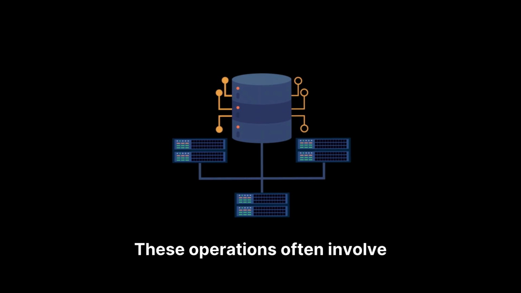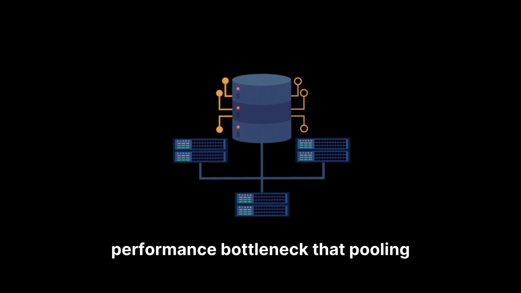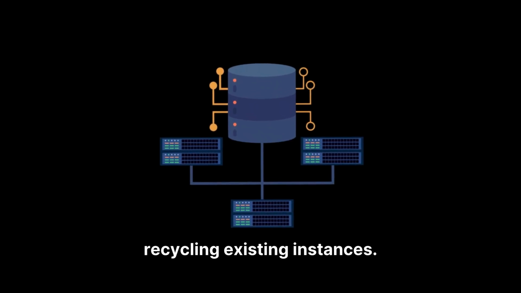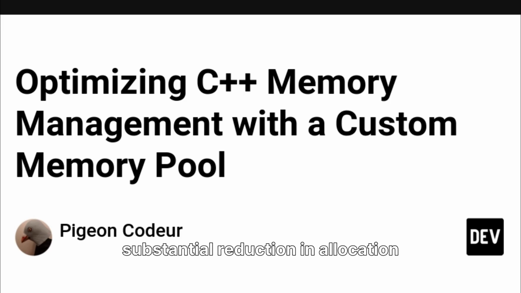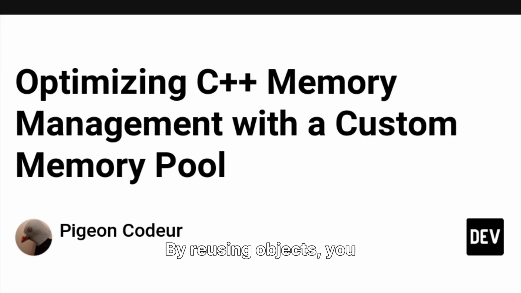These operations often involve significant I/O, resource allocation, or computational effort, making their repeated creation a performance bottleneck that pooling can effectively mitigate by recycling existing instances. The primary benefits of object pooling include a substantial reduction in allocation and deallocation overhead, directly leading to improved application performance and significantly reduced GC pressure. By reusing objects, you minimize the work the garbage collector needs to do, resulting in fewer and shorter GC pauses, which translates to a smoother and more responsive user experience for your application.